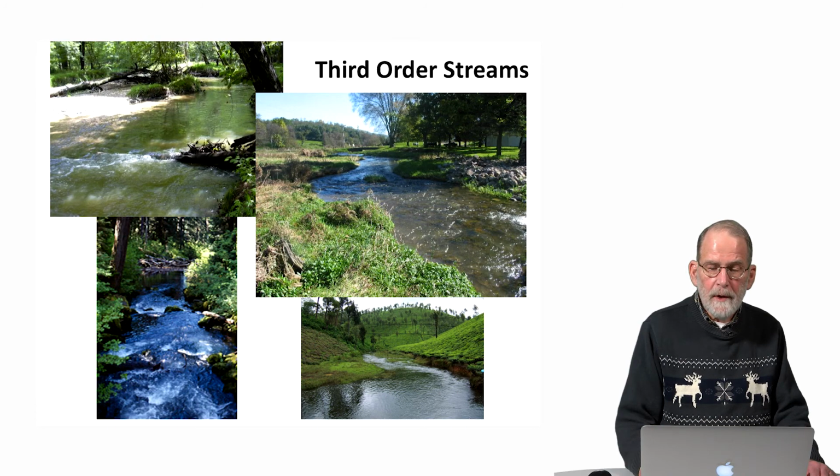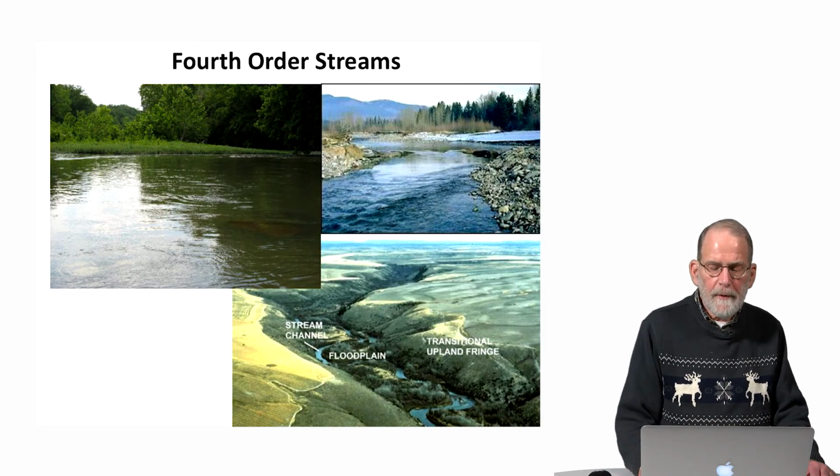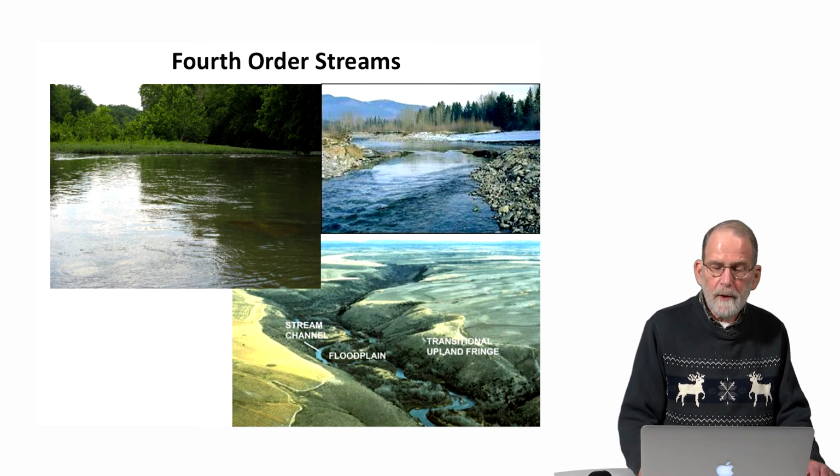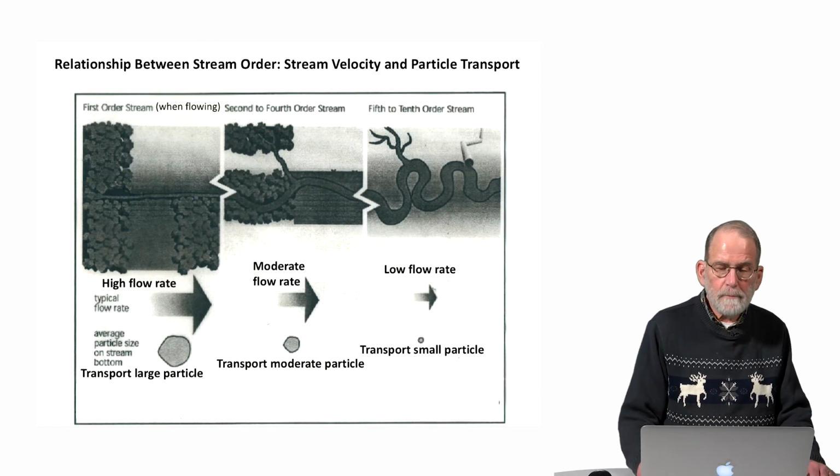Here we see a third order stream channel and a fourth order stream channel. These stream channels from third order on up are, generally speaking, going to be permanent stream channels flowing all of the time.